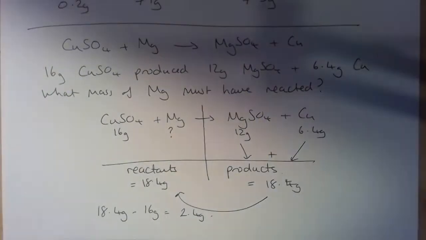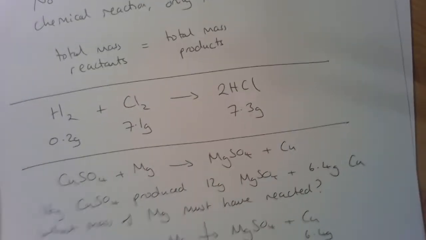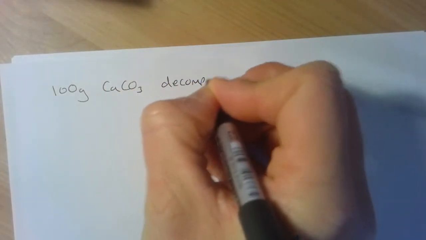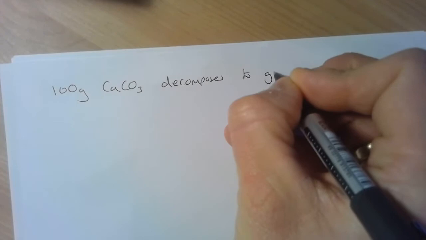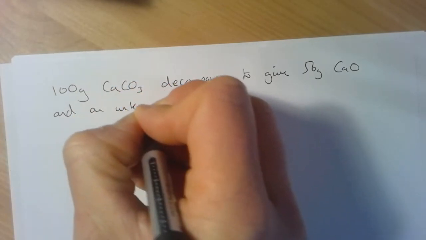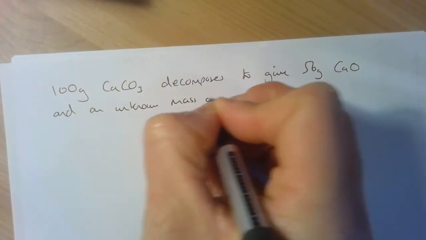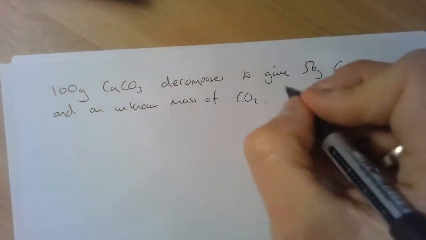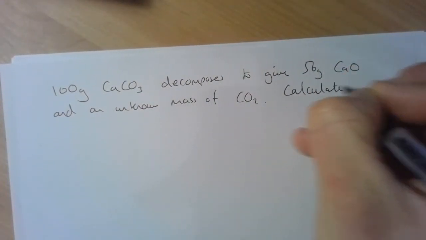Let's have a look at another example. So in this example, we're going to say that 100 grams of calcium carbonate decomposes to give 56 grams of calcium oxide and an unknown mass of carbon dioxide. Calculate the mass of carbon dioxide produced.